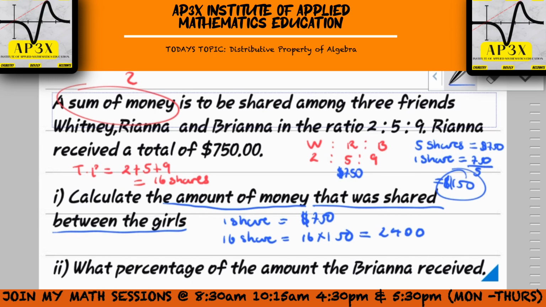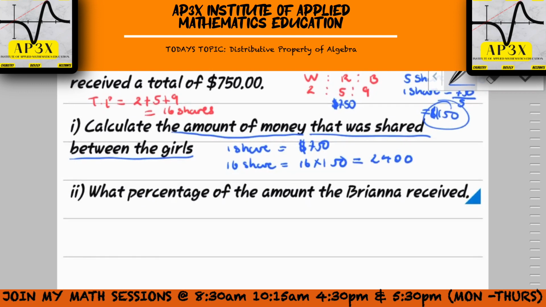So now that we know that the total amount of money being shared is $2,400, we are now being asked another question here. This is a follow-up question. Okay, what percentage of the amount did Brianna receive? So we have to convert Brianna's amount that she received as a percentage of the total. It should have been the total. What percentage of the total? That's what I should have had here, guys. Again, do apologize for the typo. What percentage of the total did Brianna receive?